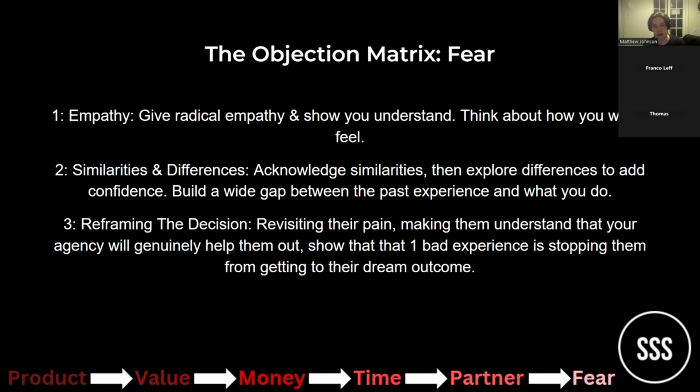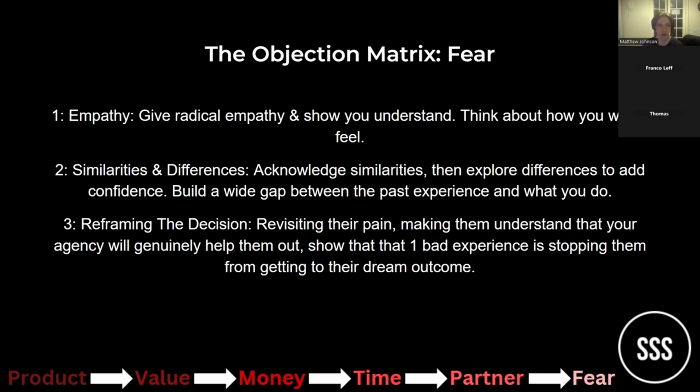And what you need to do here is reframe the decision. Okay, we have a whole process for this in the extended version of this, which we'll be seeing when it does come out. But what you want to do here is revisit their pain, their current situation, make them understand that your agency will genuinely help them out, right? And just show that all that's stopping them from getting to their desired situation is just this one bad experience in the past, right?